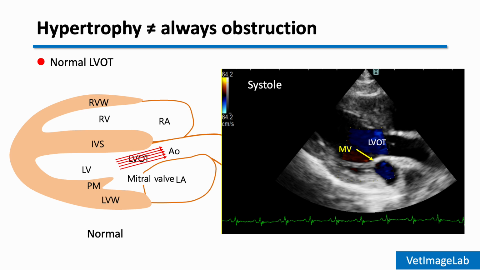Let me show an example of a normal LVOT first. In a normal heart, the mitral valve stays well away from the left ventricular outflow tract during systole, allowing blood to flow into the aorta without any obstruction. The flow remains laminar, with uniform velocity and direction.